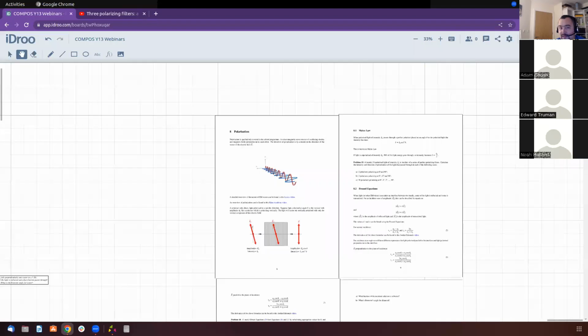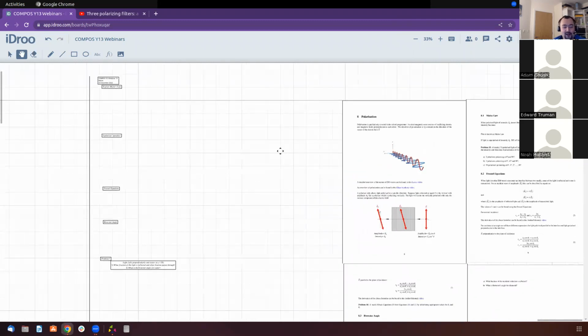There's one addition to the assignment, and this is Fresnel's law. And I'm going to share my screen. Please let me know if you can see my screen. Perfect.